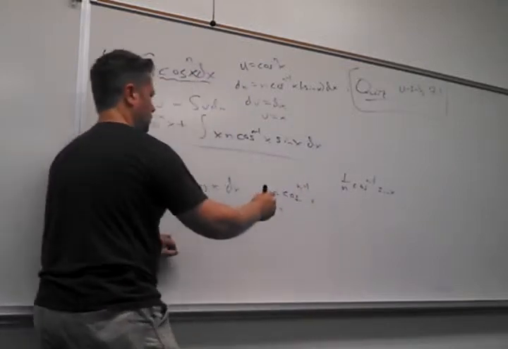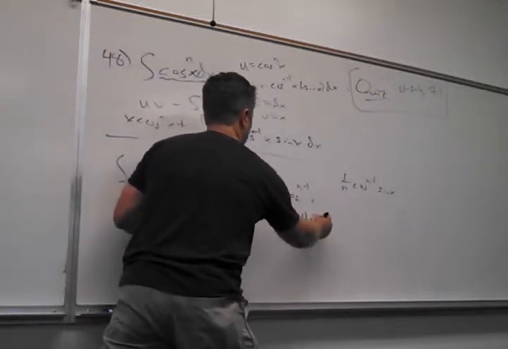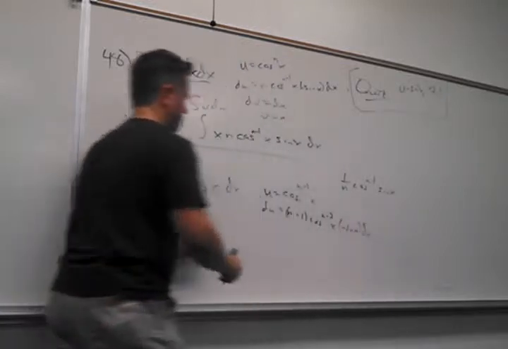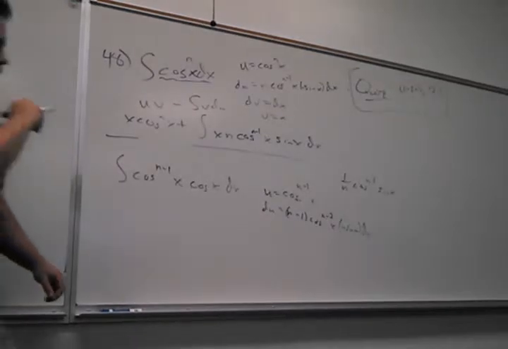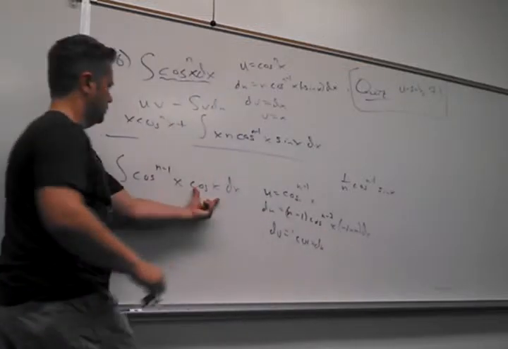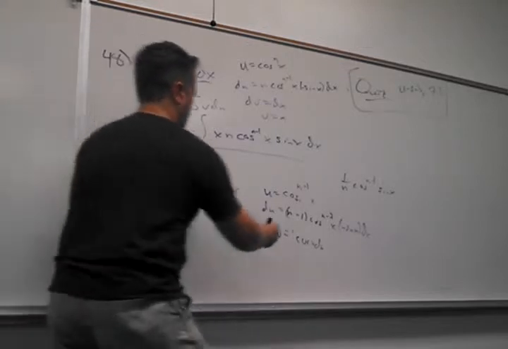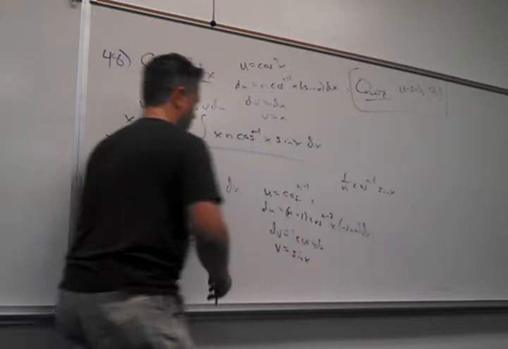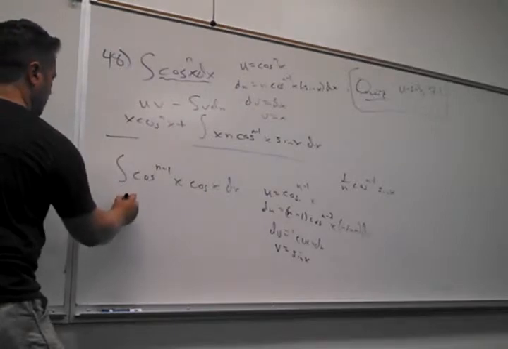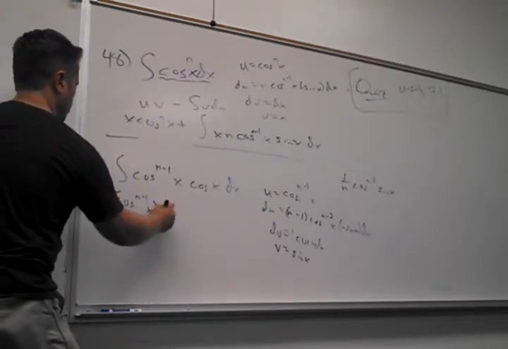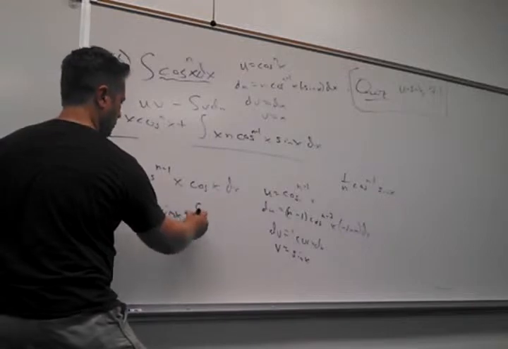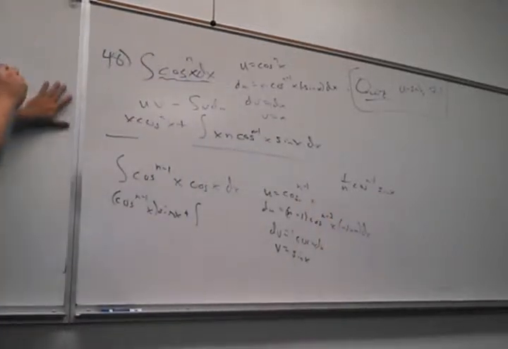So then what's du? Whew. Okay. And then dv would be cosine x dx. And then v would equal sine x. So then we get uv, which would be cosine n minus 1 x times sine x minus the integral of v du. All that mess there. So it'd be plus because of the negative sign again. Still not. I'll have to figure that out.